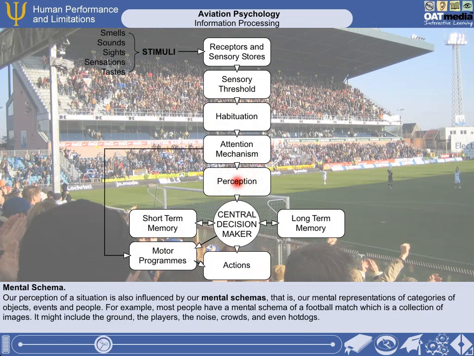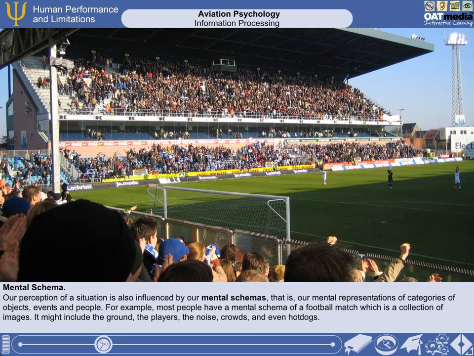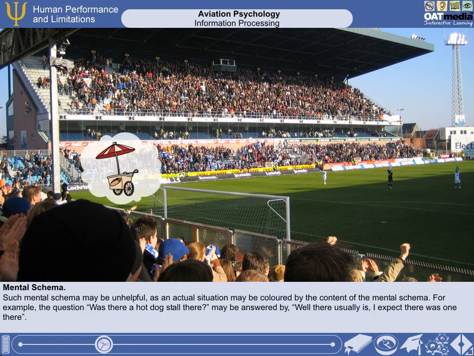Our perception of a situation is also influenced by our mental schemas, that is, our mental representations of categories of objects, events, and people. For example, most people have a mental schema of a football match, which is a collection of images. It might include the ground, the players, the noise, crowds, and even hot dogs. Such mental schema may be unhelpful, as an actual situation may be colored by the content of the mental schema. For example, the question, "Was there a hot dog stall there?" may be answered by, "Well, there usually is. I expect there was one there."